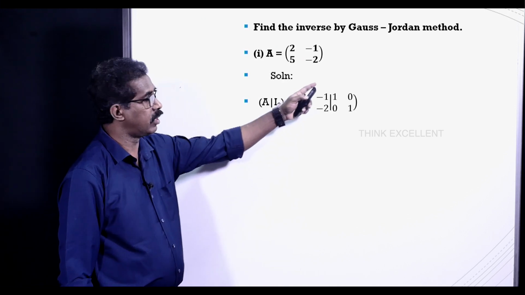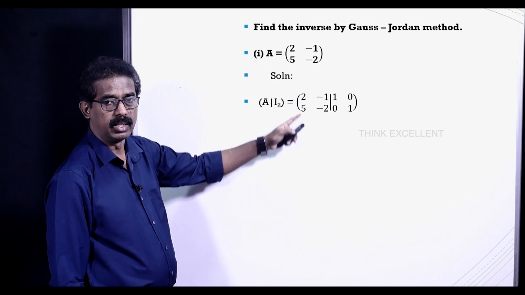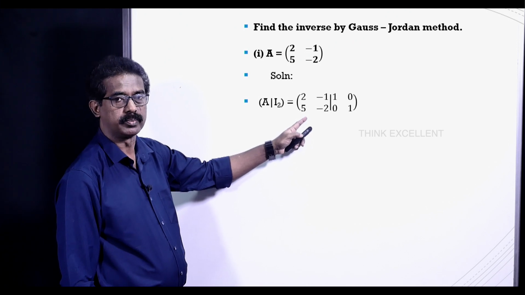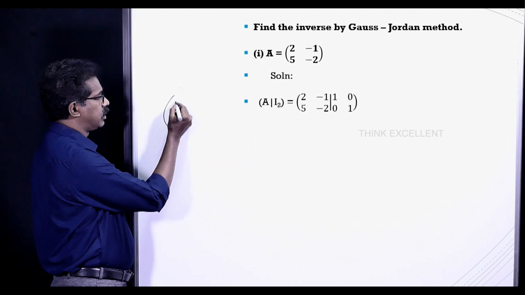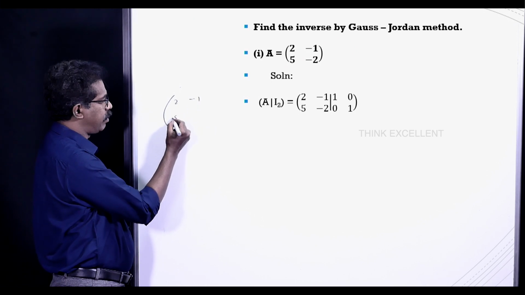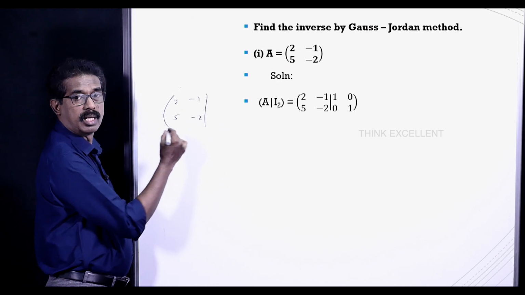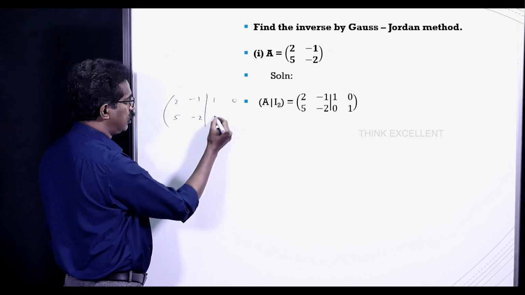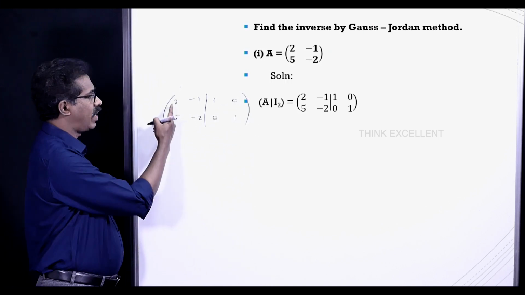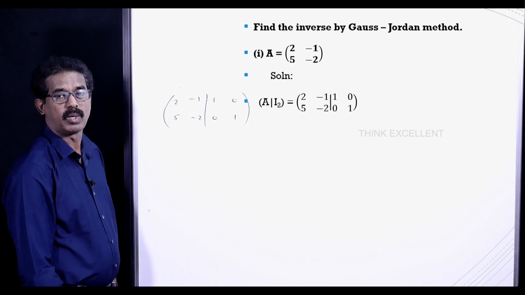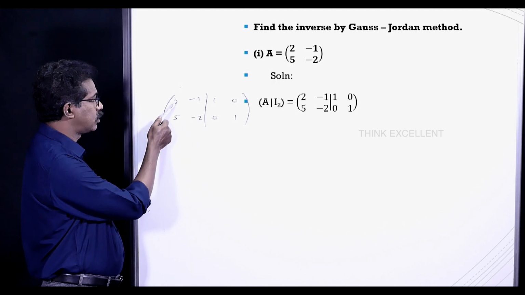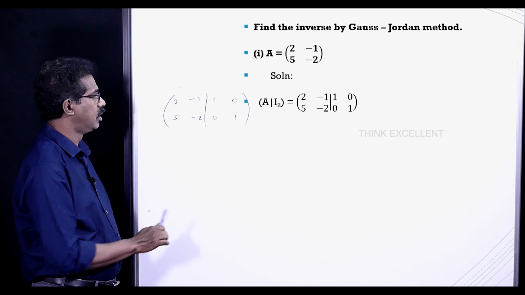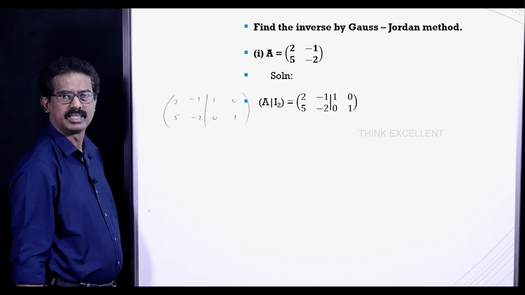A matrix is given, right? You write A bar I2. A is 2 minus 1, 5 minus 2. Bar I is 1 0 0 1. So first row, first element, we want to make it as 1. Column you cannot use, only row you can use. How can you make it as 1? 2 and 5, nothing is common, you can't divide it.